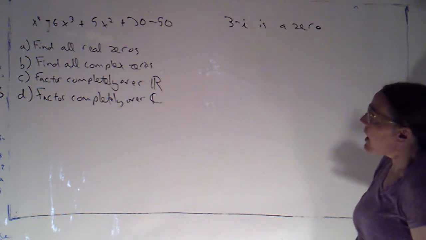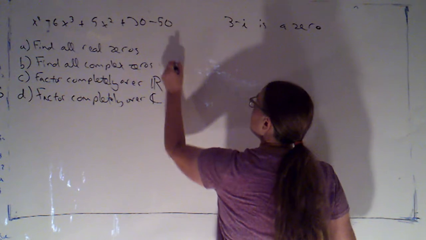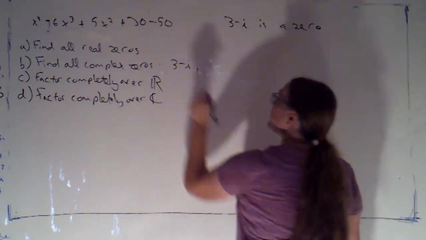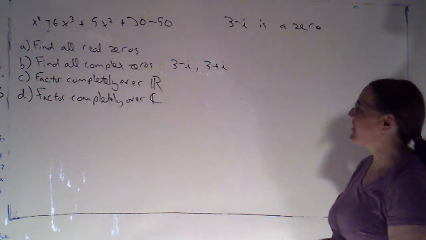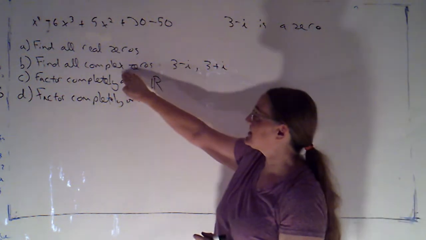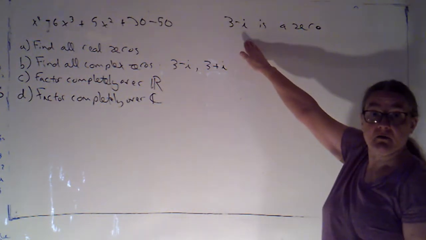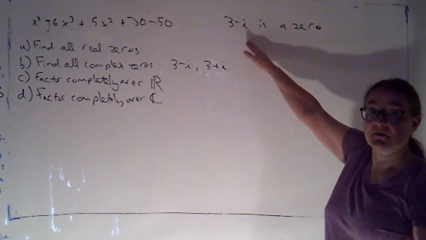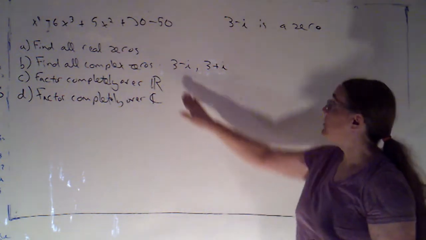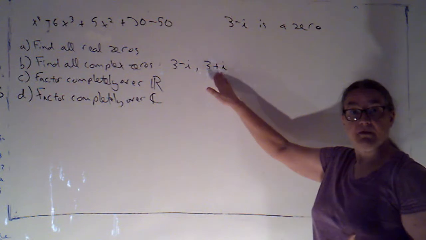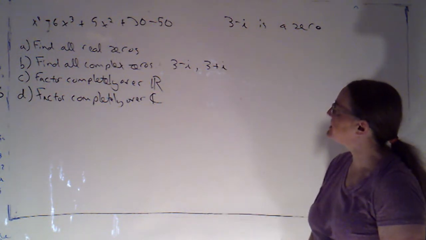All right. So I've actually got to start here. I was told that 3 minus i was a 0. And by the conjugate pairs theorem, I know that 3 plus i is also a 0. Those are not real, so I'm going to list them right here. Of course, once I have zeros, I have corresponding factors. Now, I could do synthetic division twice, once with 3 minus i and once with 3 plus i to factor this over the complex numbers.